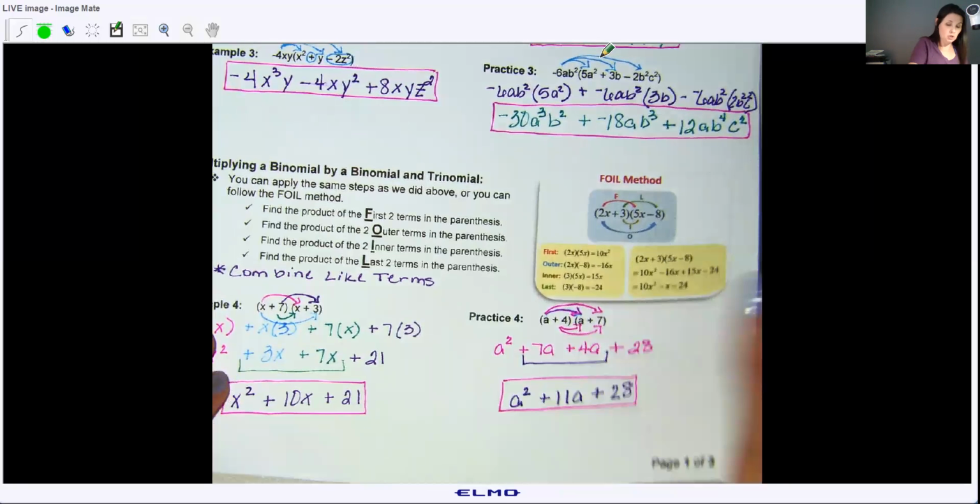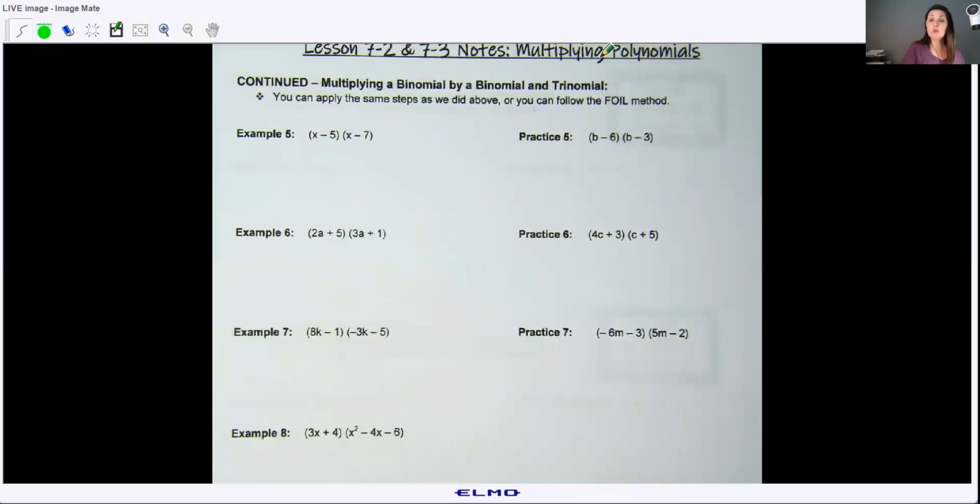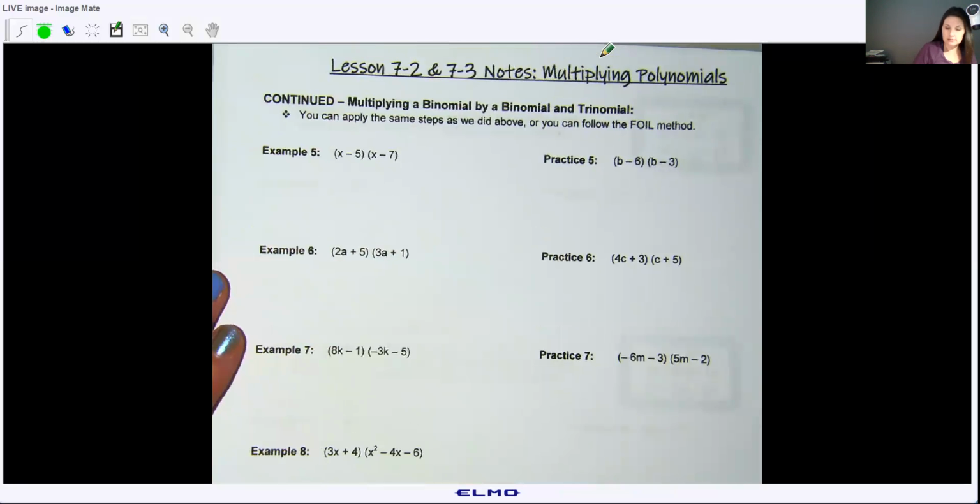All right. Let's go on to page number 2. And page number 2 is full of these practice problems. If you want to go through and try to solve them and then check them at the end, you can. And there's so many just because you will be using this a lot in geometry and in algebra 2. Okay, so I'm just going to walk through these.